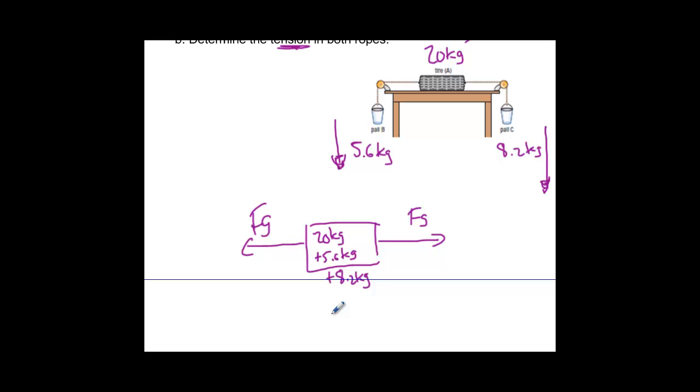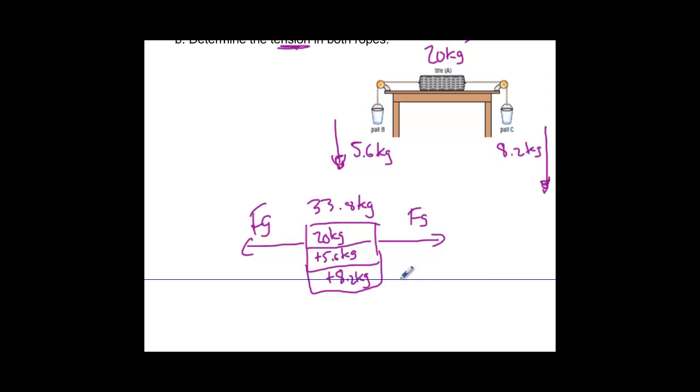So let me just grab my calculator. I've got 20 plus 5.6 plus 8.2. I have a total mass of 33.8 kilograms. So at this point, it's irrelevant that there are actually 3 items here. We're just going to pretend that there's one massive item. I'll draw it like this, maybe a little better. Okay, that works better. All 3 items stuck together, 33.8 kilograms.